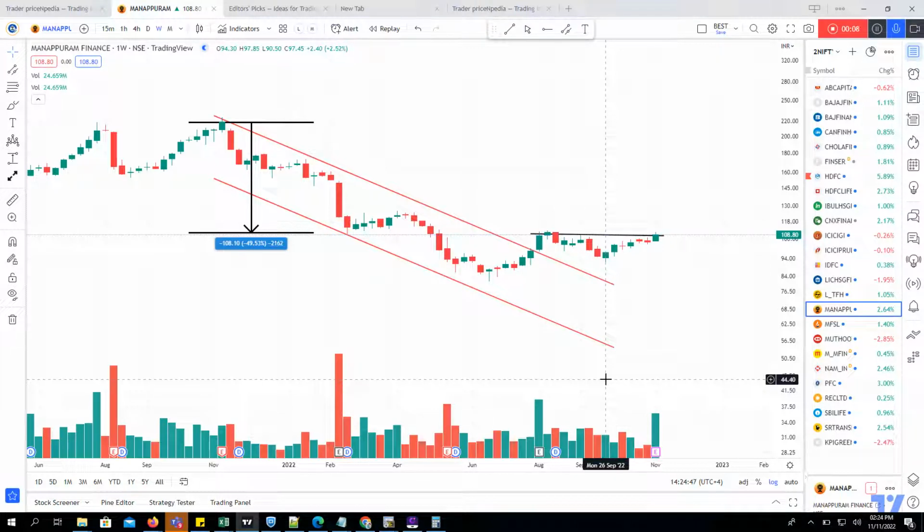The stock which I have chosen is Manappuram Finance. This stock is quite interesting, so I just wanted to discuss this with you.